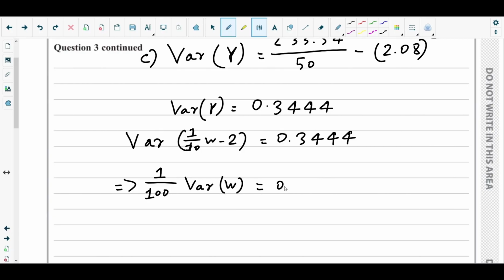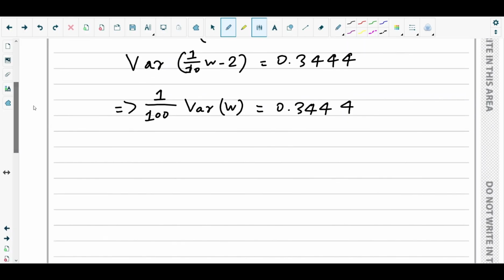This is equal to 0.3444. How? This is basically the coding formula. For the coding formula, only for multiplication the variance gets changed. How does it change? It changes by the square of the multiple, right? So the variance of w is what?